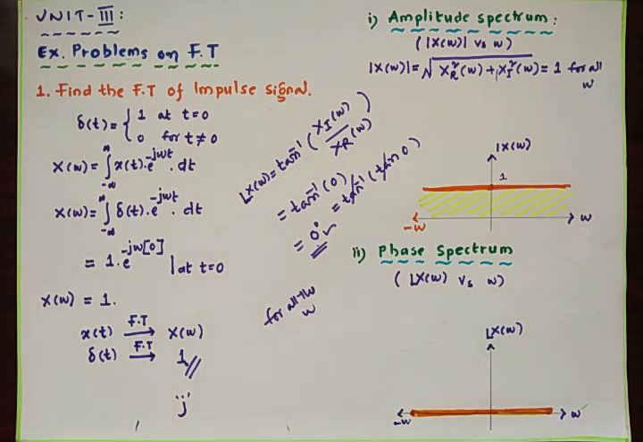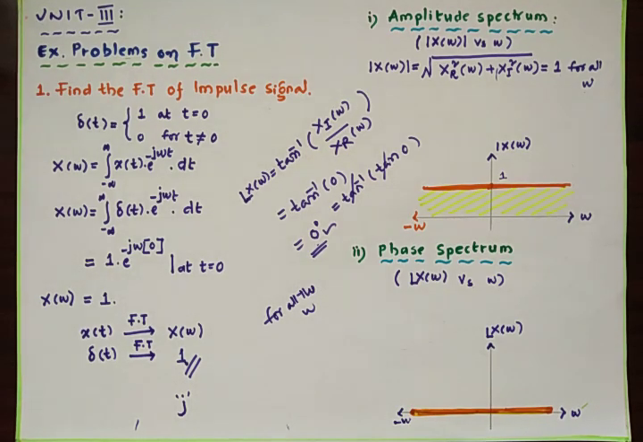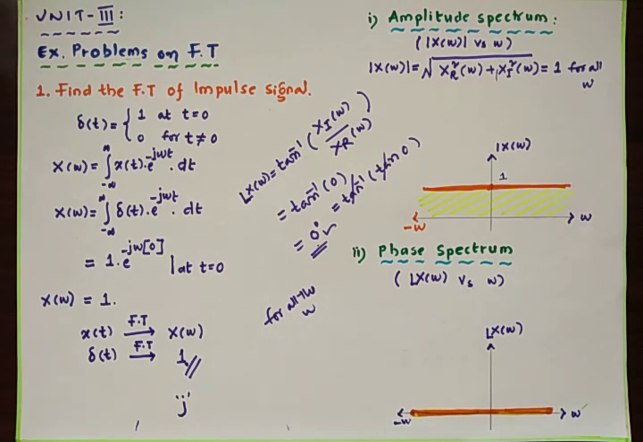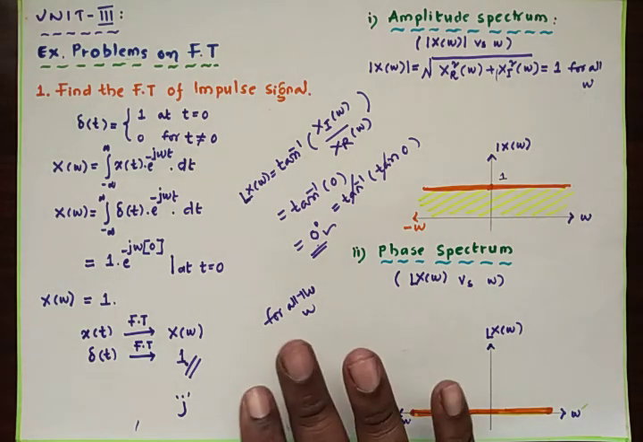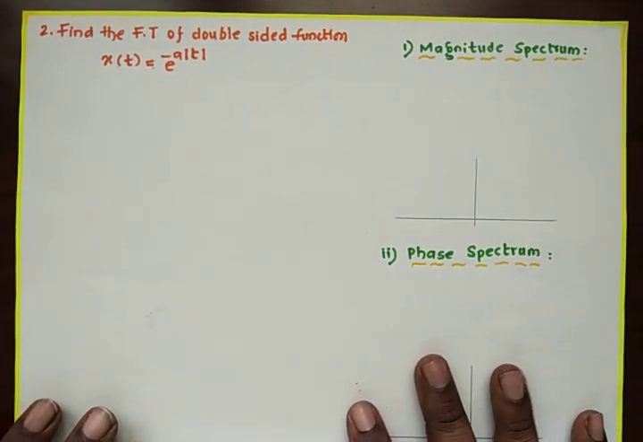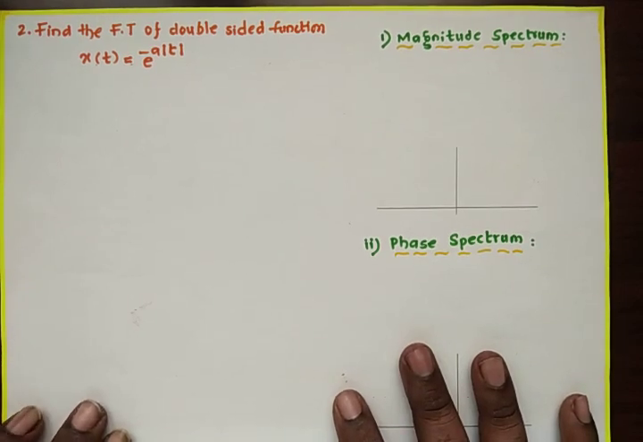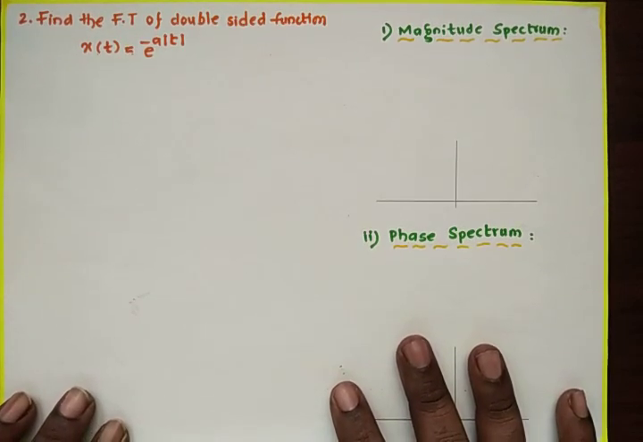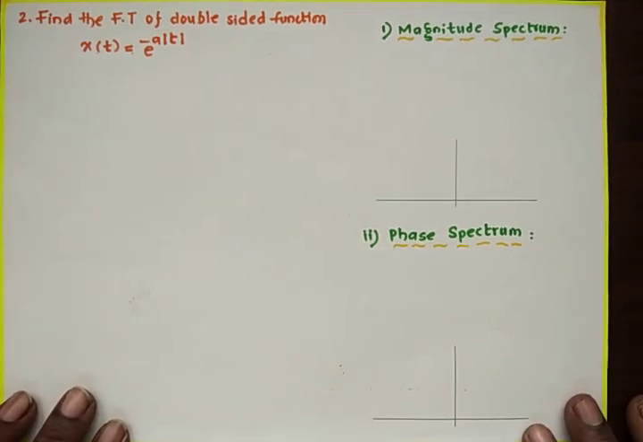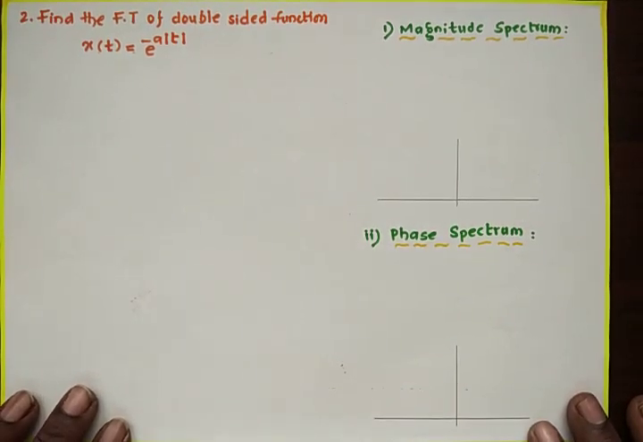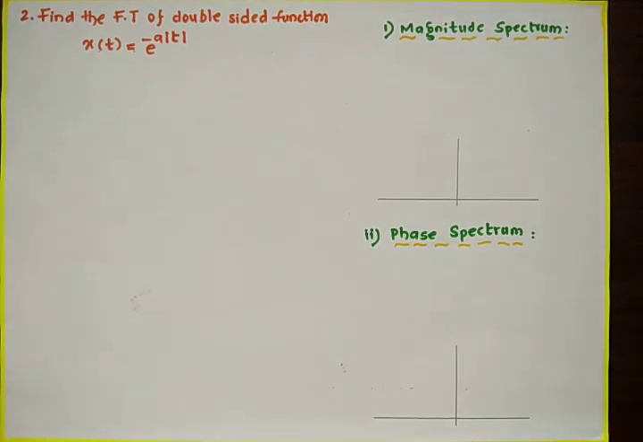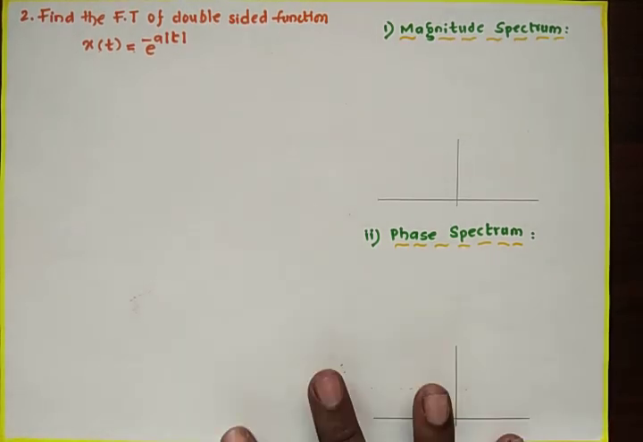So I am going to solve one more problem based on this Fourier transform, so that everyone is clear with the Fourier transform. After completion of this, we are going to see the properties of Fourier transform. Then I am going with one more problem, that is a Fourier transform of a double-sided function, given as X of t is equal to e to the power of minus a into modulus of t. So this is the question we have.